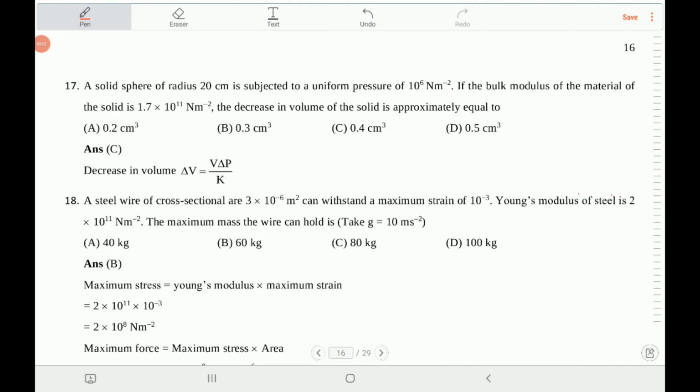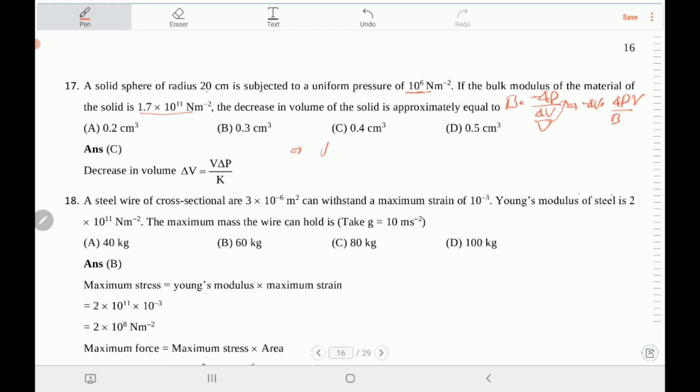Next one, children, is on bulk modulus. A solid sphere of radius 20 centimeter is subjected to a uniform pressure 10 power 6 Newton per meter square. The bulk modulus of the material is 1.7 into 10 power 11. Find the decrease in the volume. Bulk modulus, I'll explain the hint, you try, it's very easy. Change in pressure, or pressure exerted, stress, divided by delta V by V. It is a decrease, that's why I take minus delta V, the decrease in volume in fact. And this goes to the numerator. So change in pressure into volume, divided by bulk modulus.